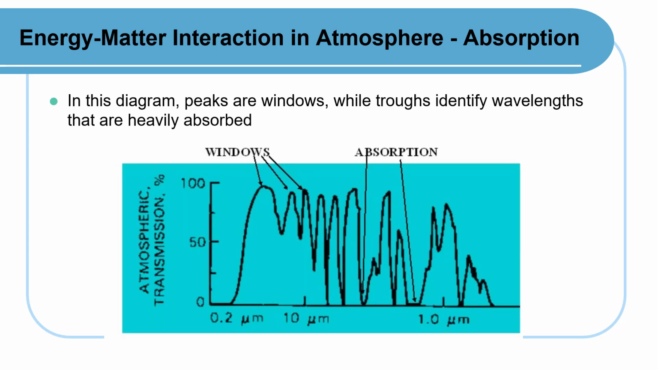So in this diagram, the peaks are windows, and the troughs identify wavelengths that are heavily absorbed. So again, our y-axis is percent transmission. We have our x-axis, which is shown here in micrometers, and the windows would be the high areas. Those are the areas where an object is going to be reflecting energy very well, and then the absorption is going to be where the energy is not transmitted through our atmosphere.